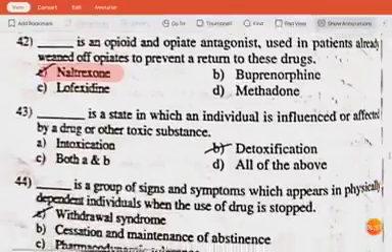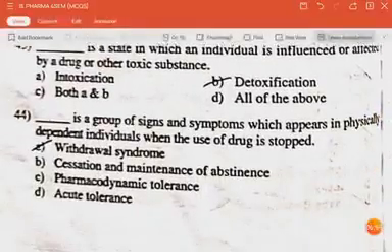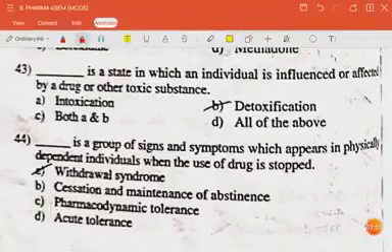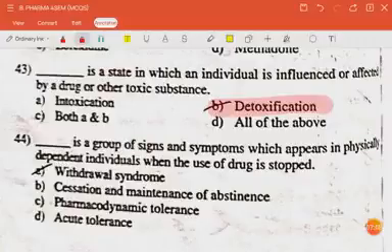The next question is, dash is a state in which an individual is influenced or affected by a drug or other toxic substance. The answer is detoxification. The next question is, dash is a group of signs and symptoms which appear in physically dependent individuals when the use of drug is stopped. Withdrawal syndrome.